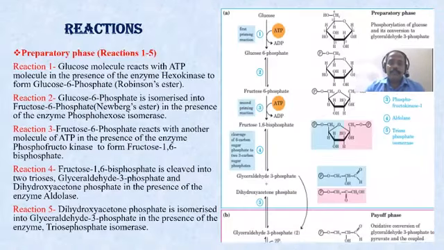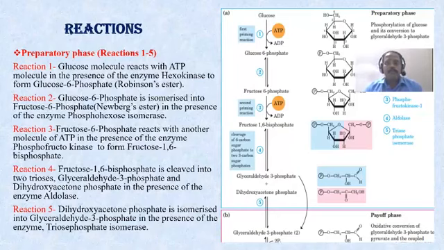So first we need to understand what the preparatory and payoff phases are. The preparatory phase, in simple terminology, prepares the glucose molecule for its oxidation. It is also considered as energy consuming reactions. The first five reactions of glycolysis are considered the reactions of the preparatory phase.